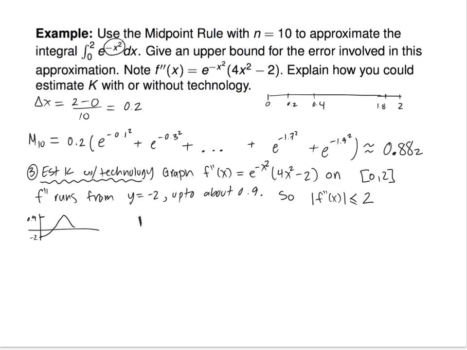So in that case, E sub M is less than or equal to 2 times (2 minus 0) cubed over 24 times, that was n squared, right? And our n was 10, right? Does that make sense? I think you can all push enough buttons to figure out what decimal that is. I don't have it written on my notes, but you can do that. So here's what I say.